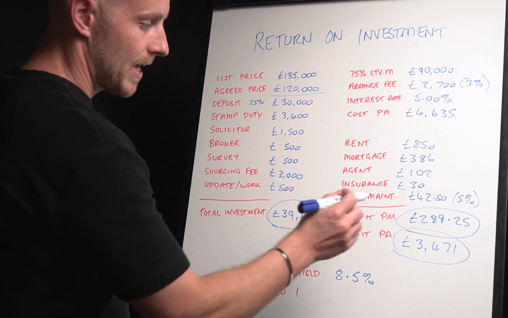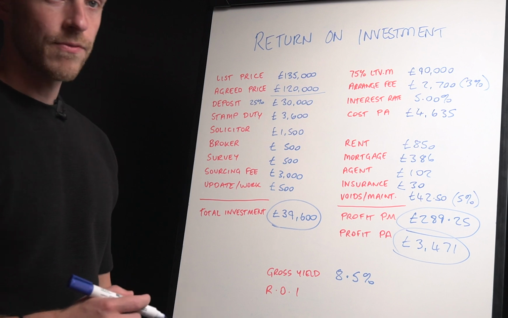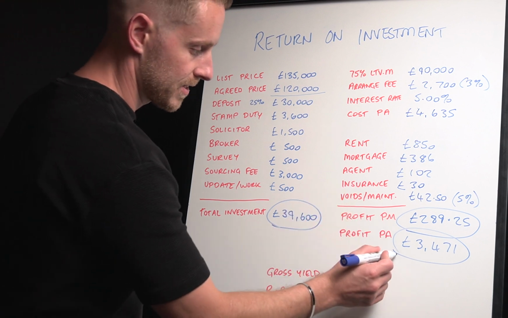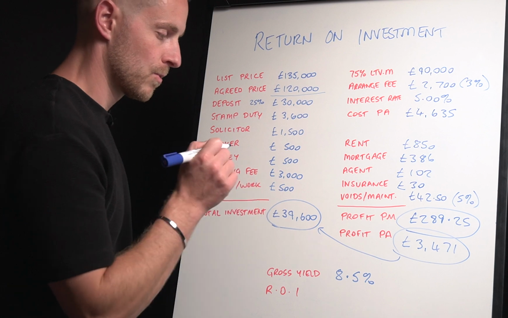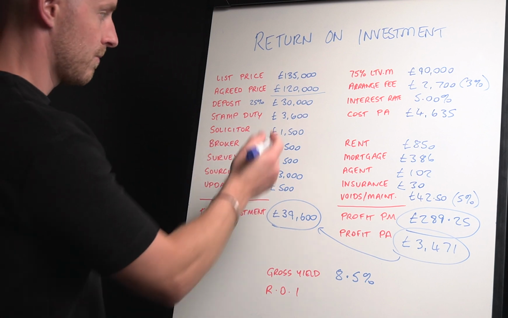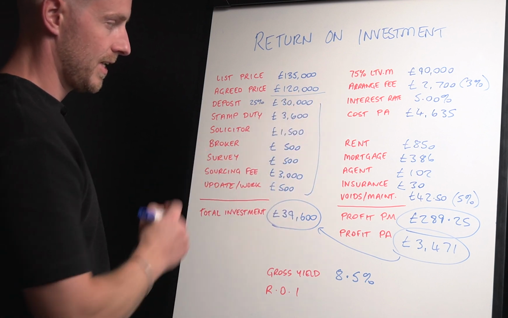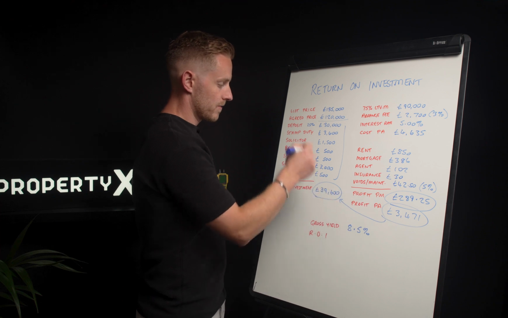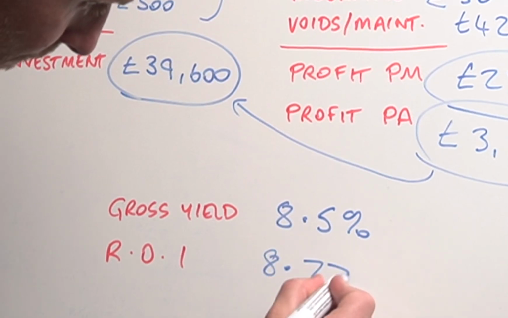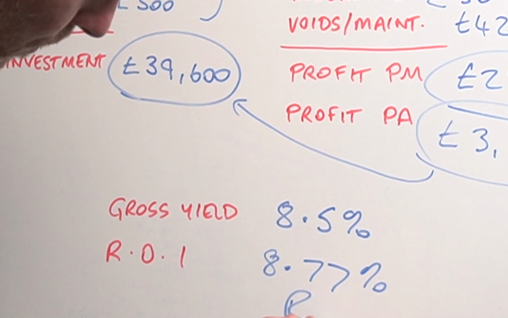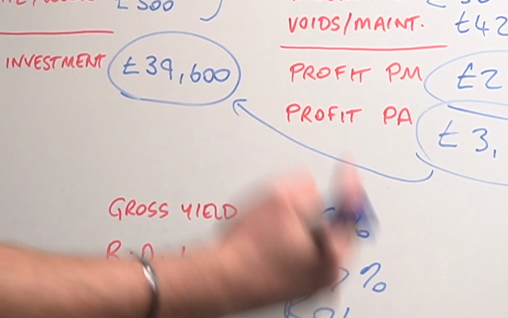So we take that annual profit margin of £3,471 and we divide that by the amount of capital that we put into this deal, which was all of these costs here. So we take all that profit and we divide it by all of those costs, and that will give us an 8.77% ROI. Okay, that's the return on our investment.